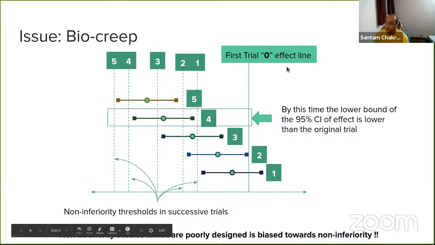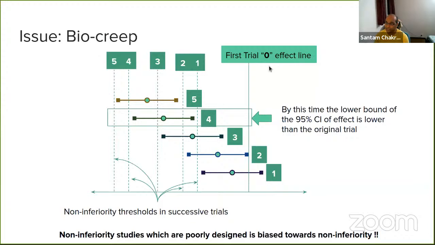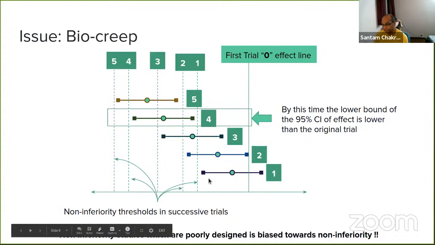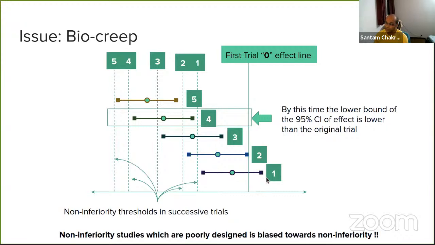Suppose you have a scenario where this solid line is the zero effect line, which means the line where you consider that the experimental intervention will be the same as your control intervention. And this is the first trial that you obtain. This is the first non-inferiority bound. You can see that this intervention is actually non-inferior. Once this intervention becomes non-inferior, technically, it can then serve as the control for the second trial of a newer intervention. This happens in the second study.